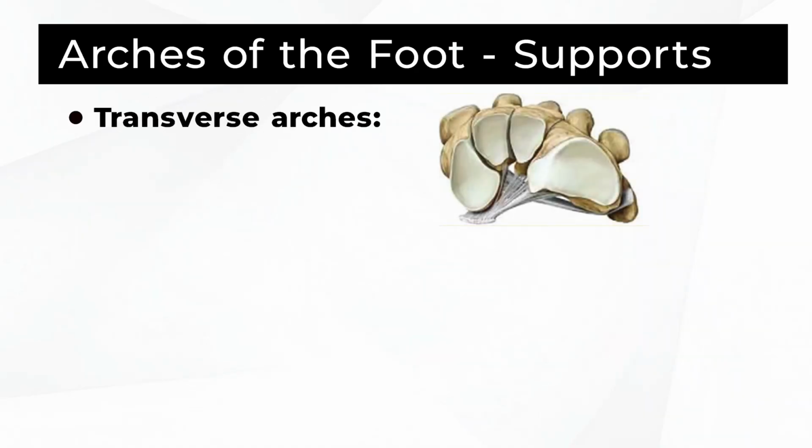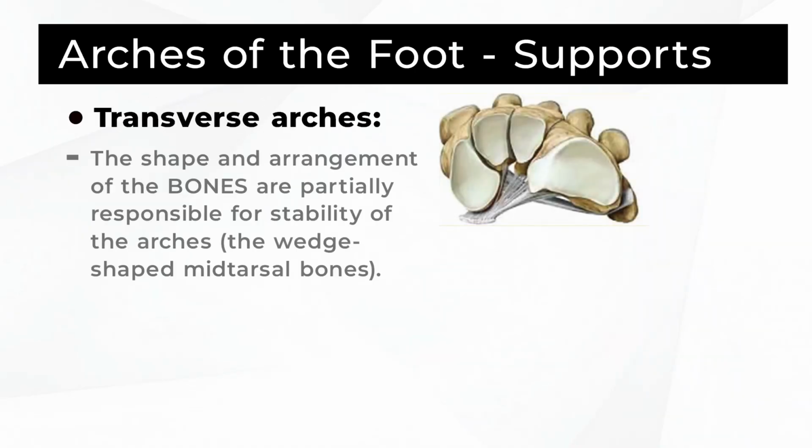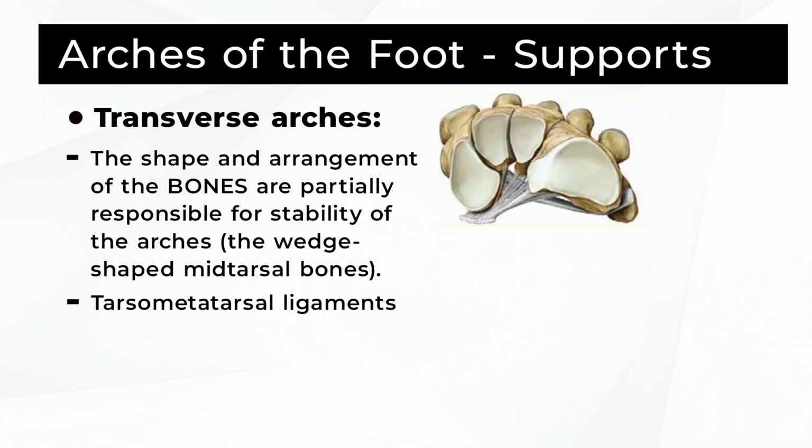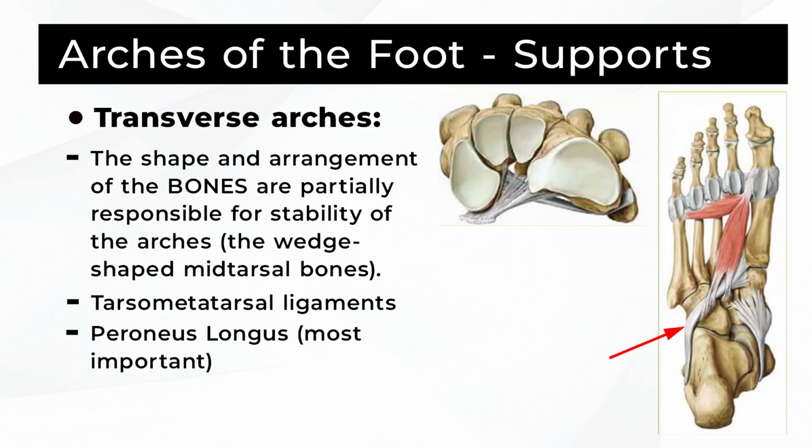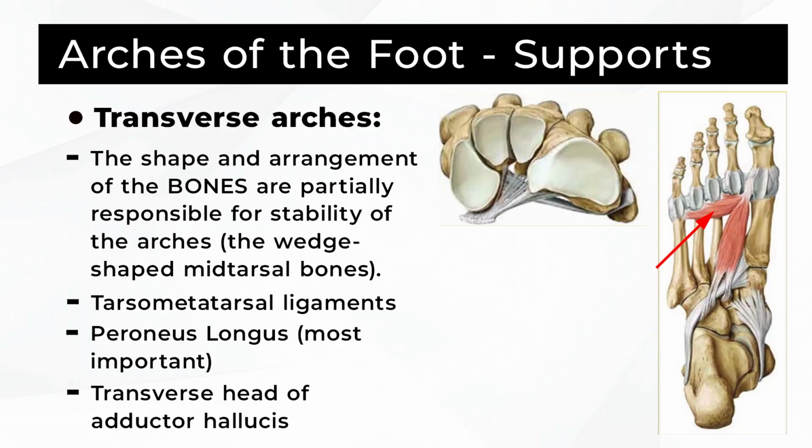The shape and arrangement of the bones, especially the wedge-shaped mid-tarsals, contributes stability to these arches. These bones are held together by the tarso-metatarsal ligaments. The peroneus longus is the most important support as it crosses the sole from the lateral to the medial and pulls the medial end of the arch towards the lateral side. The tonic contraction of the adductor hallucis muscle also maintains this arch.